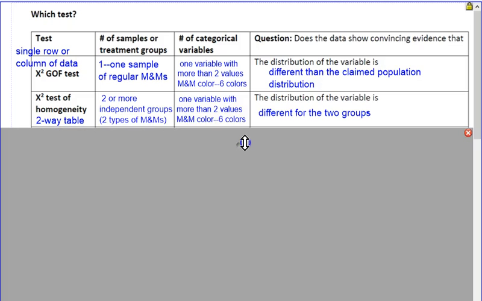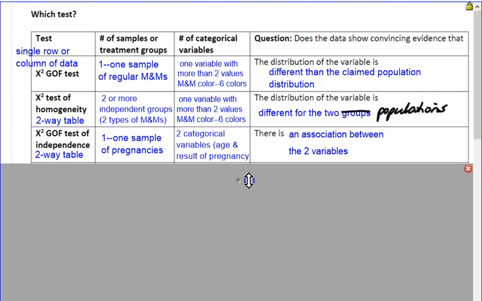In a chi-square test of homogeneity, we're looking at 2 independent groups. This is where we looked at the dark and the milk chocolate M&Ms and compared them to each other. So we're looking at one variable, still the M&M color, with more than 2 values. It has 6 different colors, and we want to know if the distribution of the variable is different for the 2 populations, not just the 2 samples.